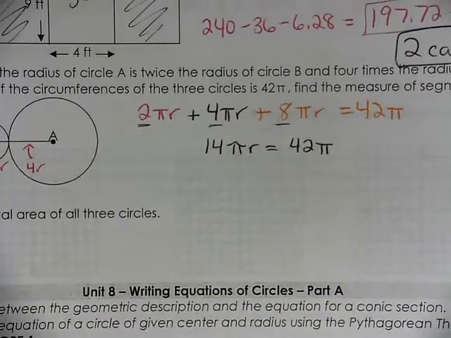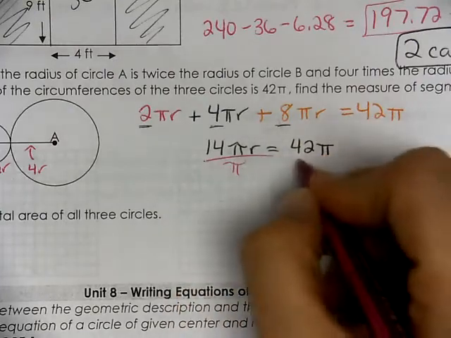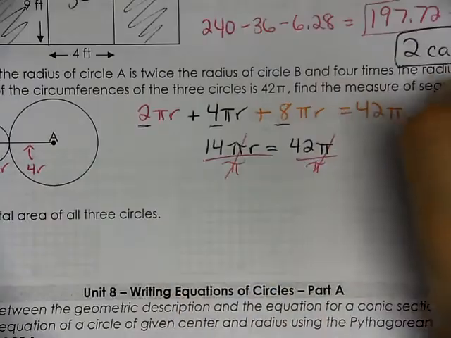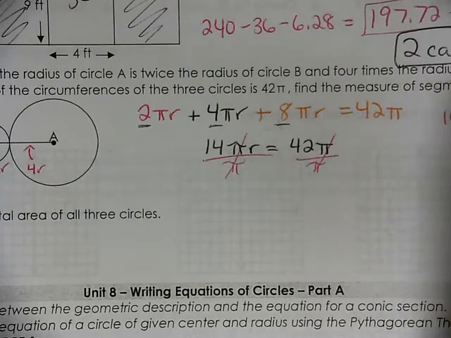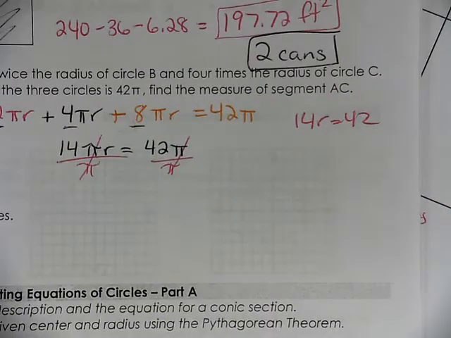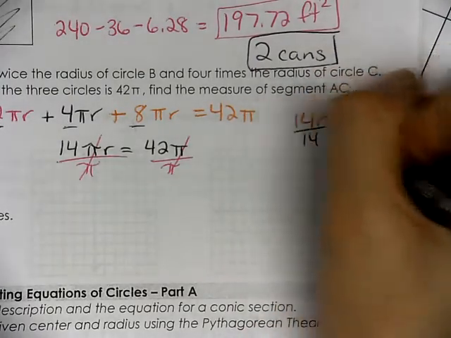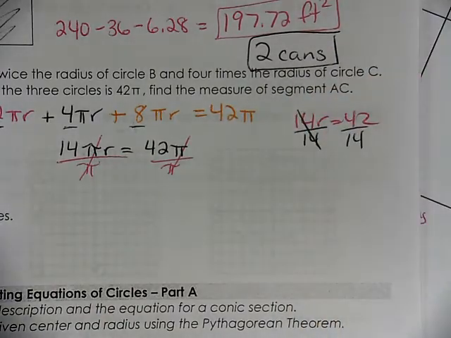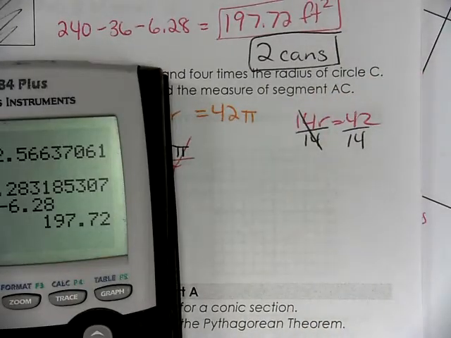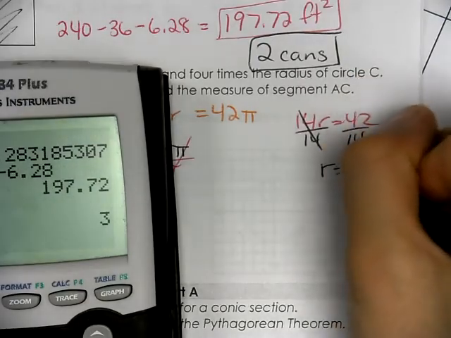I'm trying to find r. What should I do? Divide by pi. That cancels those out, so you get 14r equals 42. So what's my last step? Divide by 14. Okay, so our radius is 3.